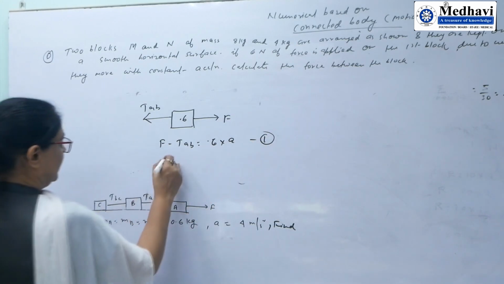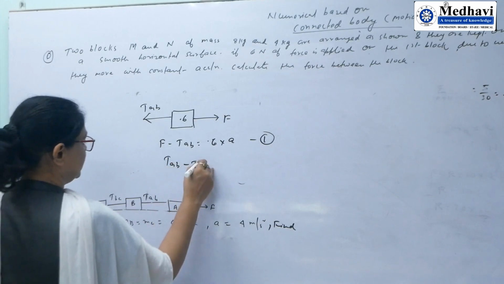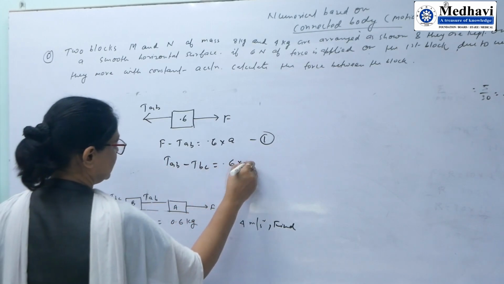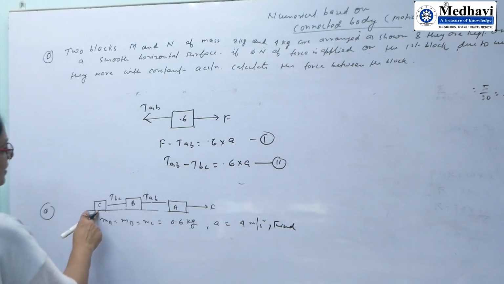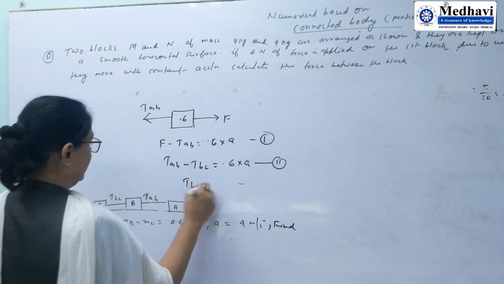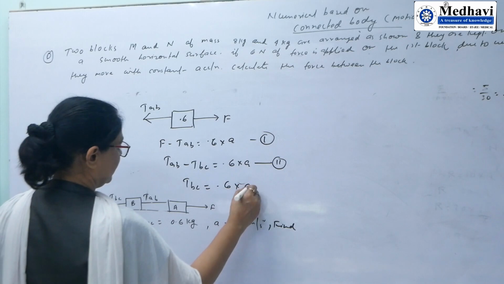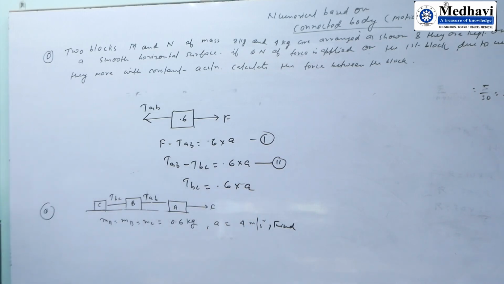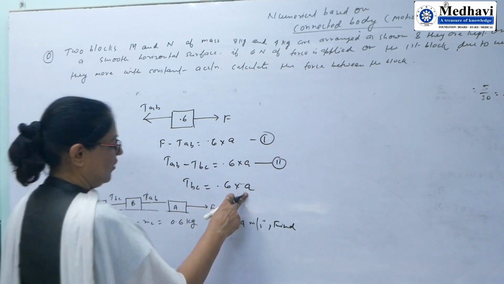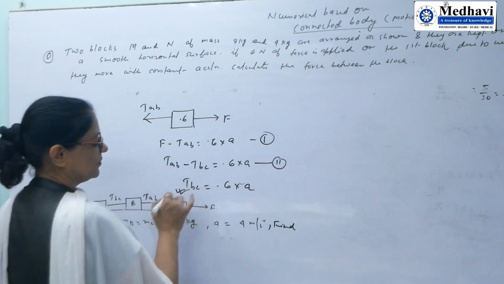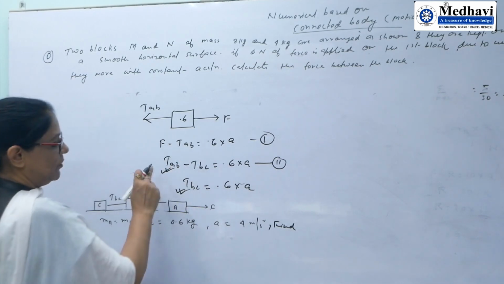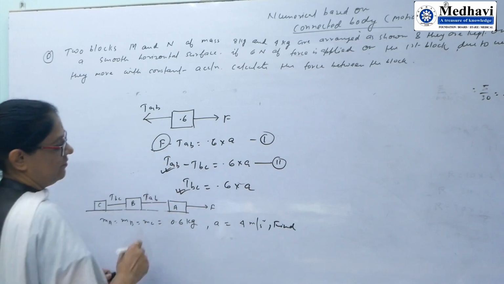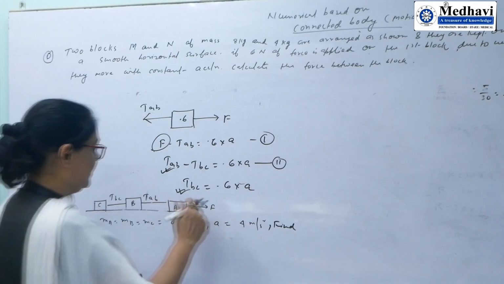Then for this, TAB minus TBC is equal to 0.6 into A. This is equation 2. For this, TBC is equal to 0.6 into A. First you put the value of A here, then you find this. Then you put this value here, then you find this. And after putting this value here, you can find F. So first you calculate TBC.